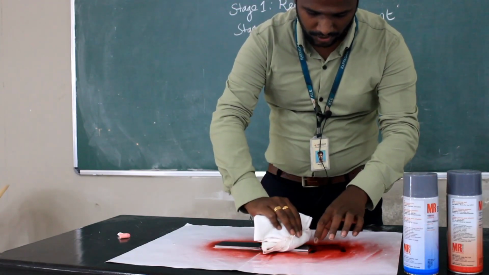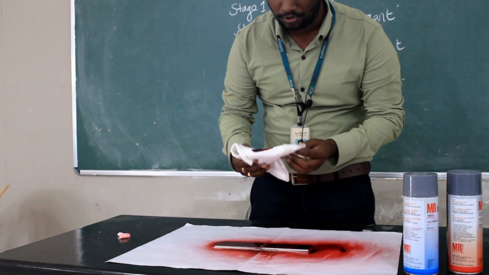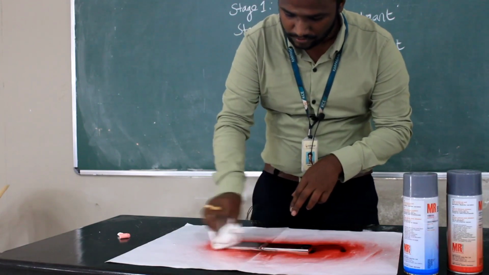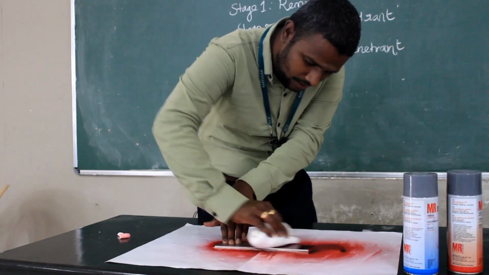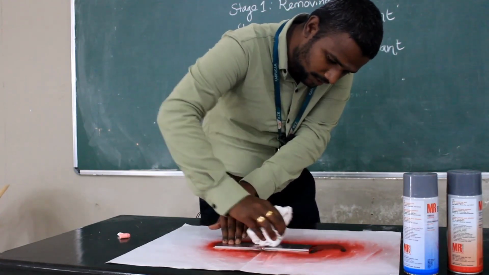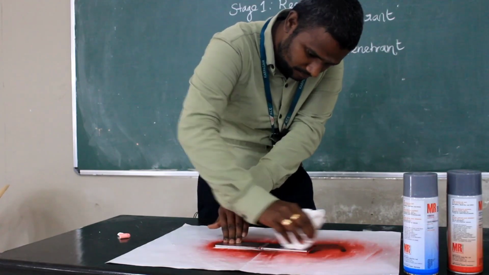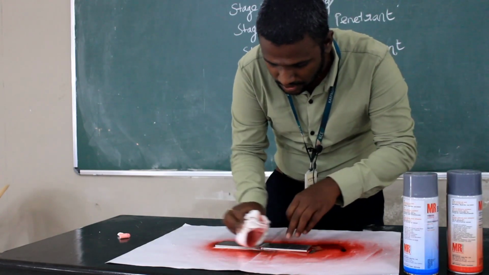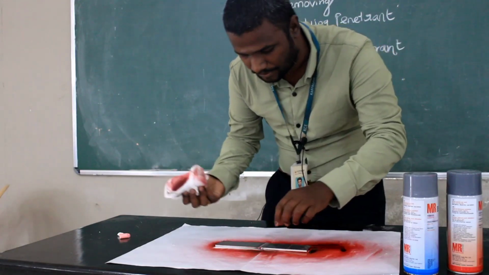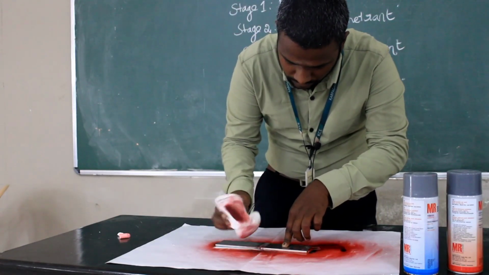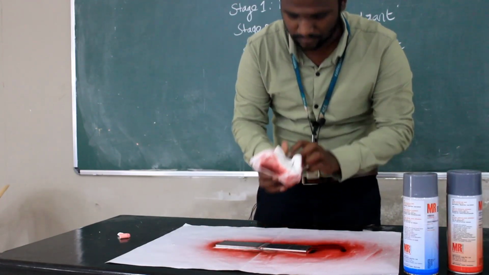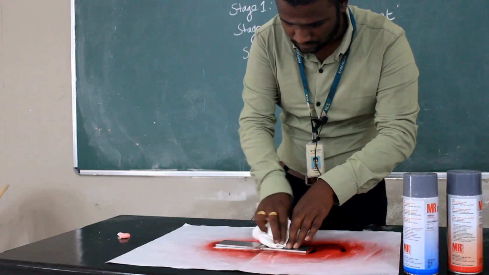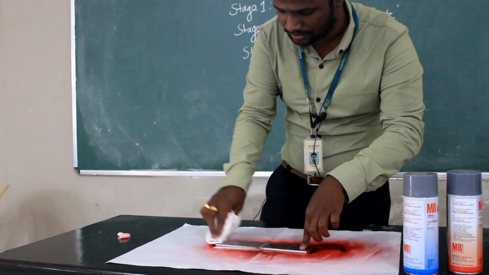I have taken the cloth to remove the penetrant which we have applied. We have to clean all the penetrant, so it should not leave any kind of penetrant on the welded sample. I am removing all the penetrant which I applied on the welded sample. The penetrant will be settled only in the cracks, so it will not be on the surface of the welded sample. So I have removed all the penetrant.